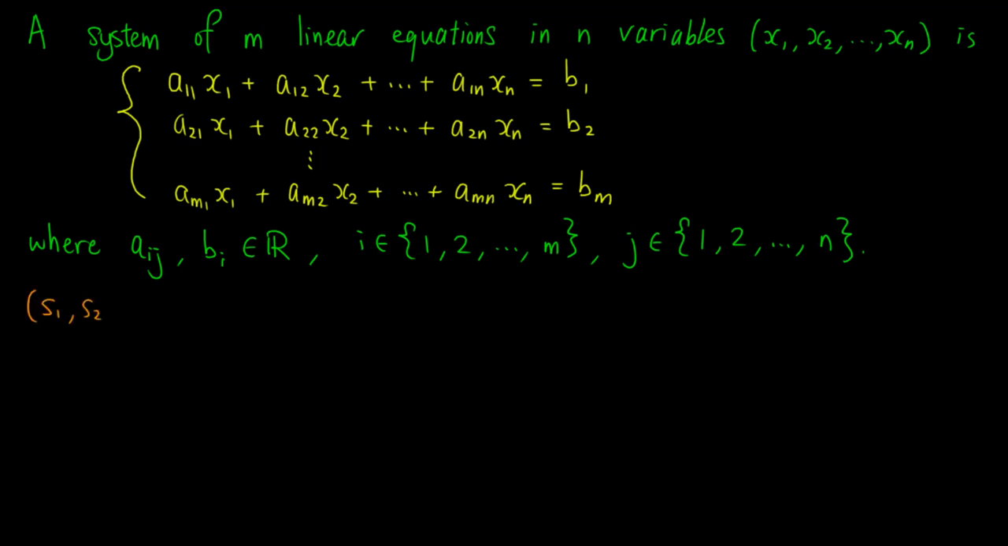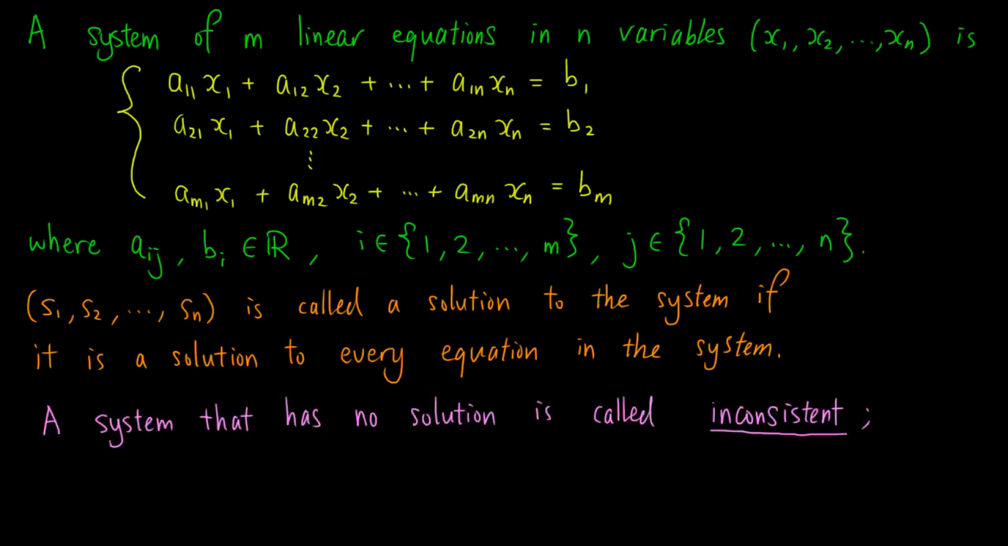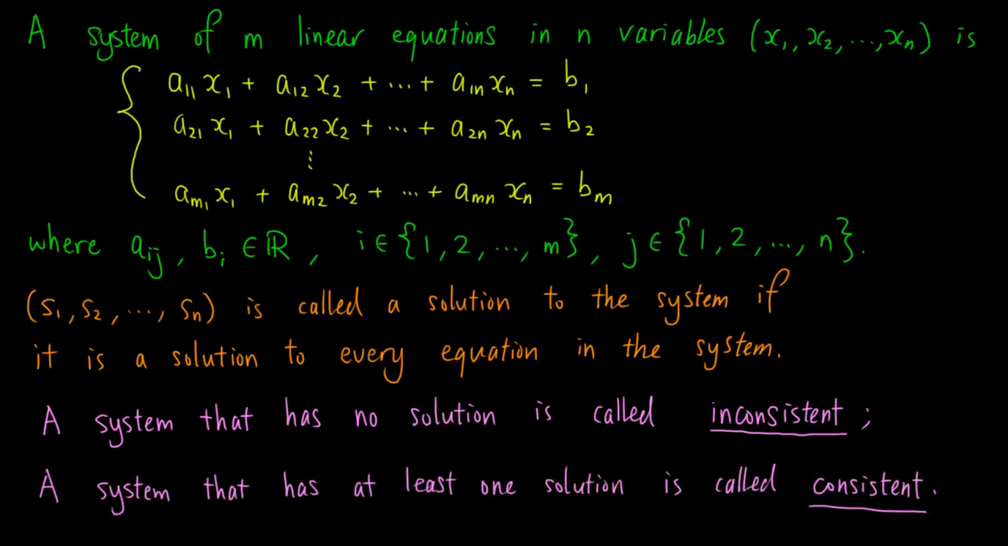Again, a sequence s1, s2 up to sn is called a solution to the system if it is a solution to every equation in the system. There are two cases which can happen. The first one is that the system has no solution. In other words, we cannot find a sequence of numbers s1 up to sn such that it solves every equation in the system. In this case, we say that the system is inconsistent. The other case is that the system has at least one solution, and we say that the system is consistent.